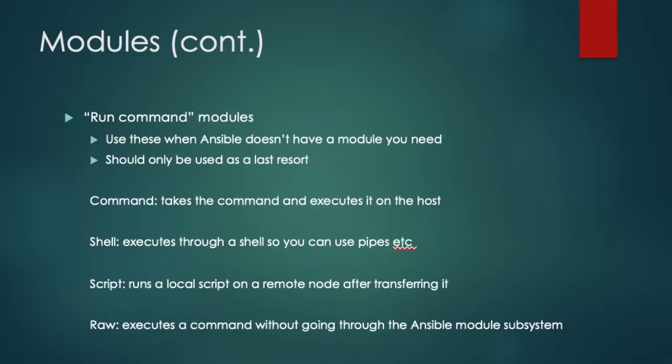The script module takes a script name followed by a list of space-delimited arguments. The local script at a path will be transferred to the remote node and then be executed. Then the given script will be processed through the shell environment on the remote node.